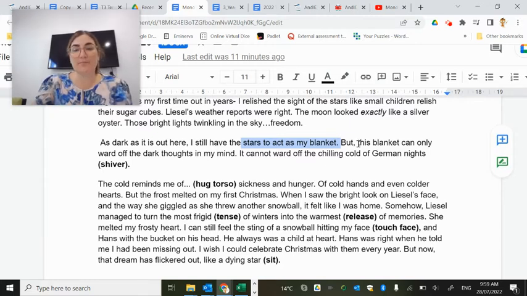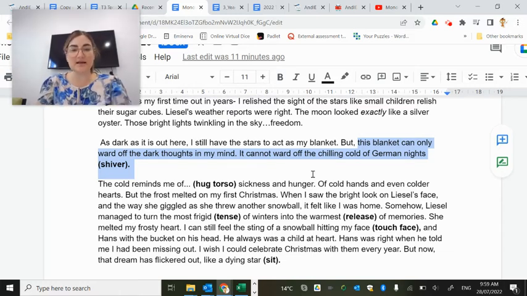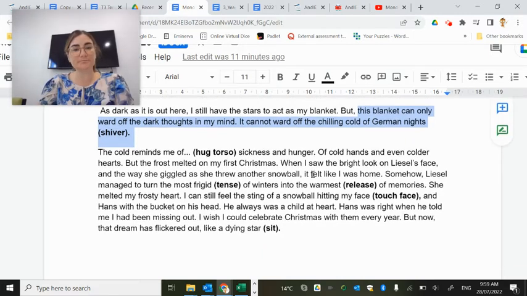"But this blanket can only ward off the dark thoughts in my mind. I cannot ward off the chilling cold of the German nights." So it brings it back to reality where he actually is. He's in the cold. He's out trying to find shelter, trying to find survival, trying to escape.